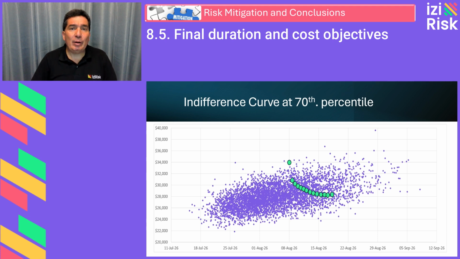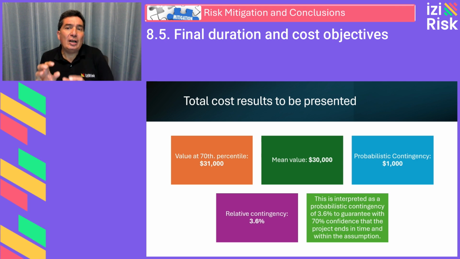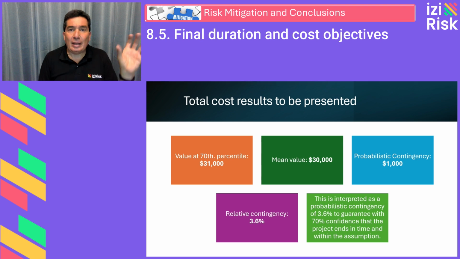Now, we calculate probabilistic contingency. After running the simulation, we calculate the contingency on the total cost output variable, cell outputs B6, as the difference between the value of the 70th percentile and the mean expected value. We express this difference as a percentage of the mean.